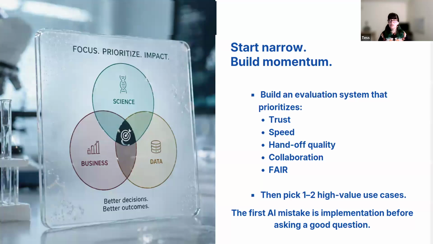In addition, this builds momentum. Oftentimes, if we're starting something new, we need to have some evidence that this is important and adds value to the company. So by choosing the right use cases, it will build that momentum and provide evidence for people like stakeholders or C-suite that might need a little bit more evidence in order to take this seriously. So the first AI mistake I always see people make is trying to implement before asking that good question. It's always about asking the question and then deciding what methods and technology are going to best serve the use case that you've decided on.